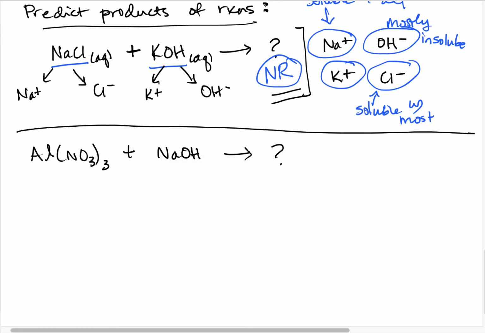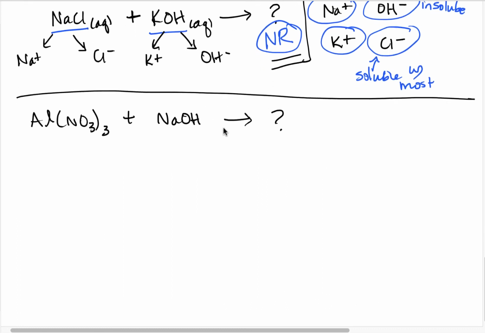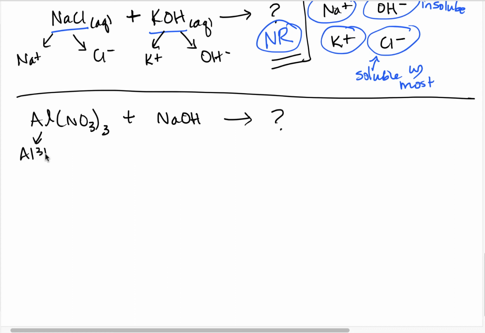What happens here? Well, what's our process? Let's look at our ions. Al3+ and NO3-. Nitrate is one of those guys who's soluble with everybody, so this is aqueous. I did put these. There we go.